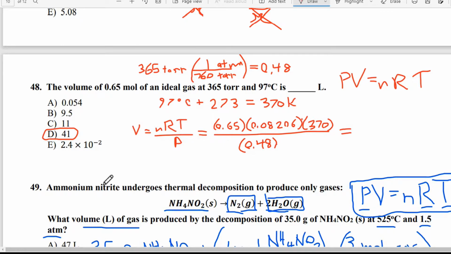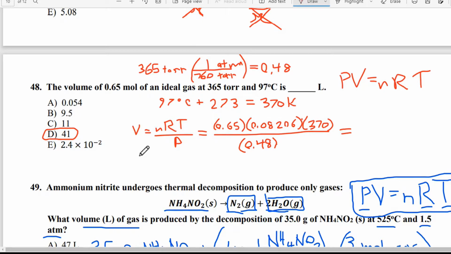So basically, if it gives you the grams, or if it gives you the moles, you might have to solve for the volume and then convert the moles to grams and then divide the grams by the volume. Or if it gives you the volume, you can solve for the moles, convert that to grams, and then divide the grams by the volume. That'll give you the density.